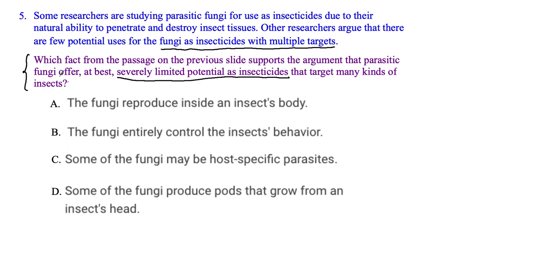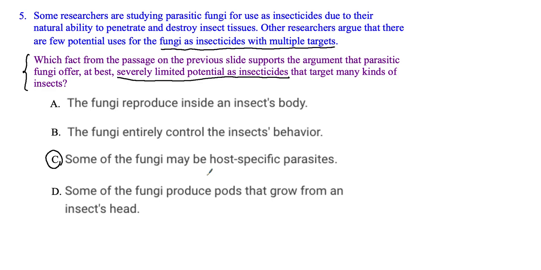Let's make sure we understand the question. Which fact from the passage on the previous slide supports the argument that the parasitic fungi is at best severely limited as an insecticide? Well, that would be C, because the fungi are host specific. In other words, whatever host they attach to, they kill, but it's host specific, so it doesn't kill multiple hosts, just one.